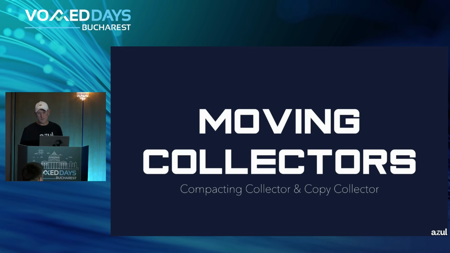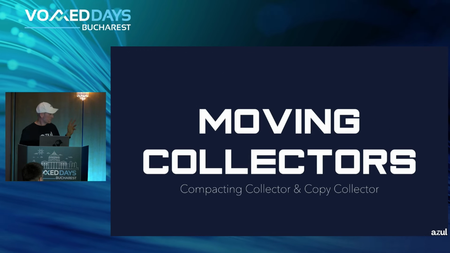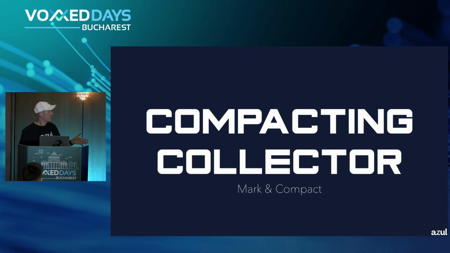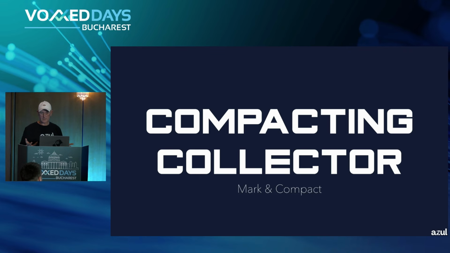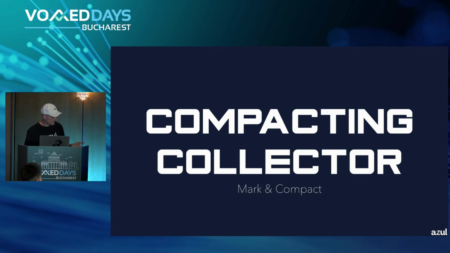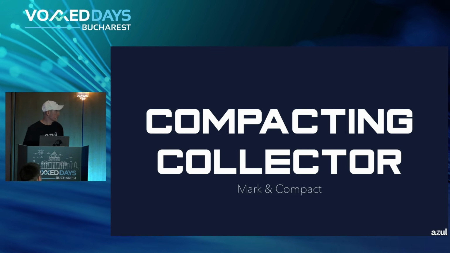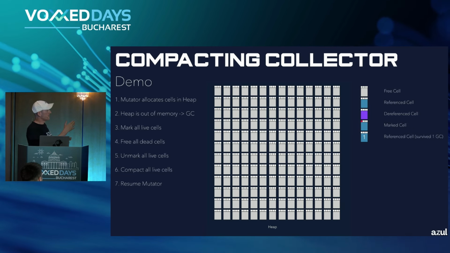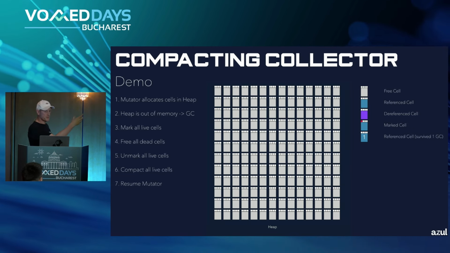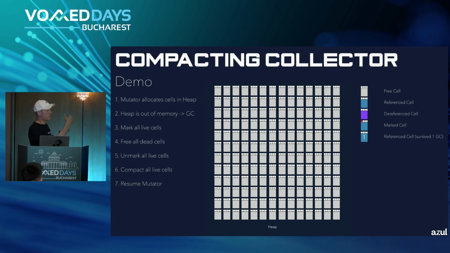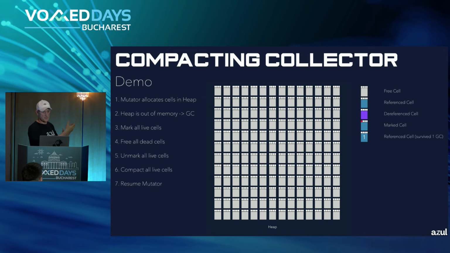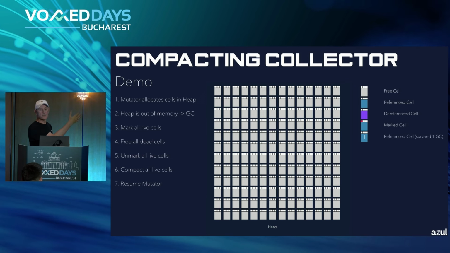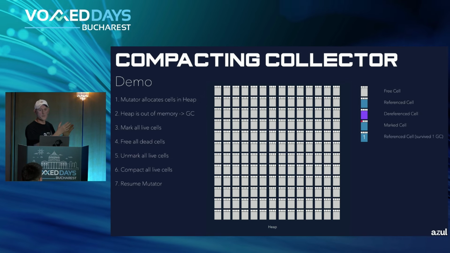Leads me to moving collectors. Right? And we have two different ones. We have the compacting collector and the copy collector. So let's start with mark and compact. This is used in the JVM, in some of the garbage collectors. And you will see it's pretty much the same. Now, instead of just marking everything and removing it, we mark, remove the dead ones, and then we compact everything to the upper left corner here. Just to give you an idea, okay?